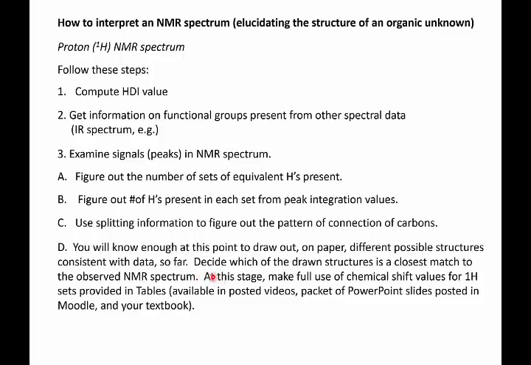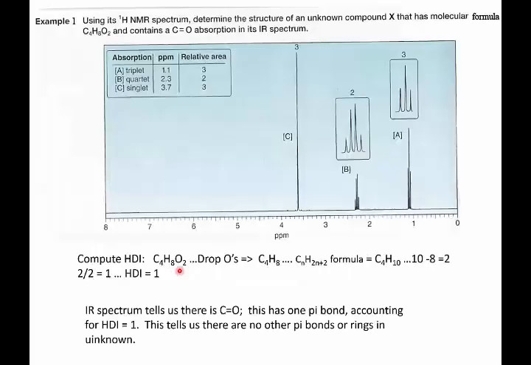At this stage, you're going to make full use of the chemical shift values for the hydrogens, and those values are provided in tables. There are some tables in PowerPoint slides that were recently posted on Moodle. You can also find that kind of information in your textbook and so forth. All right, let's look at an example.